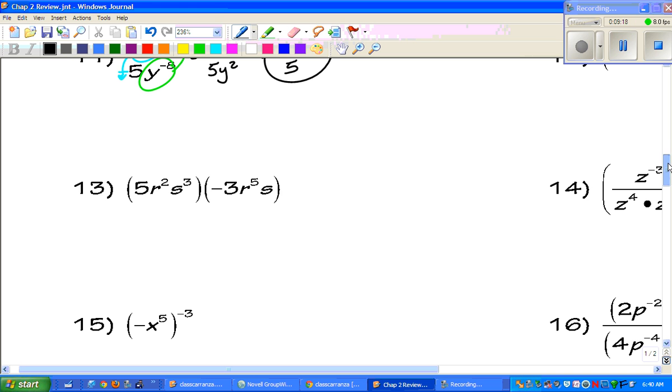Number 13. Okay, first thing we're going to do is multiply the coefficients, and you get negative 15. Add the exponents, and add the exponents. You got to be careful there, because how many s's do we have? 1, and 3 plus 1 is 4. So you get negative 15r to the 7th, s to the 4th.